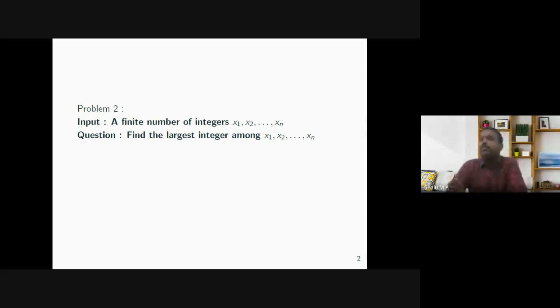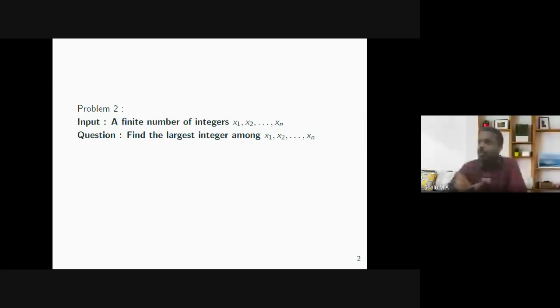Then keep that maximum with me and compare with the third one. So you take the first two elements, find the maximum, keep the maximum with you, and compare with the x3. So if there are three integers or real numbers, we need two operations. And if you extend to n real numbers, you need n minus one operations.